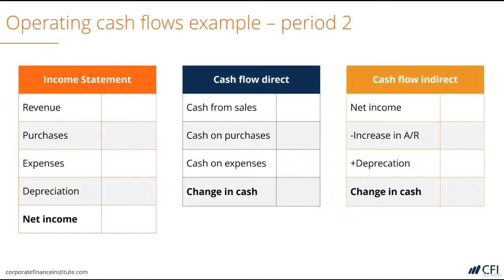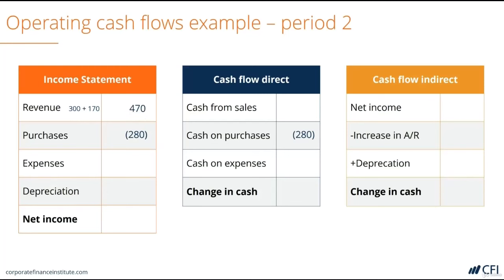Let's work through each transaction individually. Johannes had cash purchases of 280 and no inventory left at the end of the period, so purchases or cost of goods sold was 280, and cash purchases on the direct cash flow statement was also 280. Then, in terms of revenue, Johannes recorded 300 of cash sales and 170 of sales on credit.